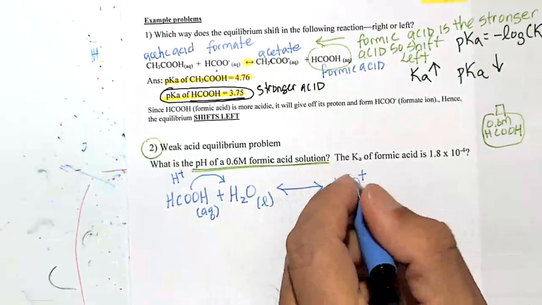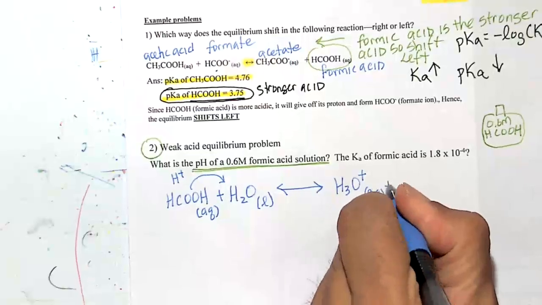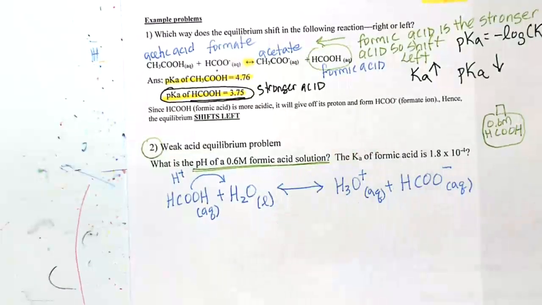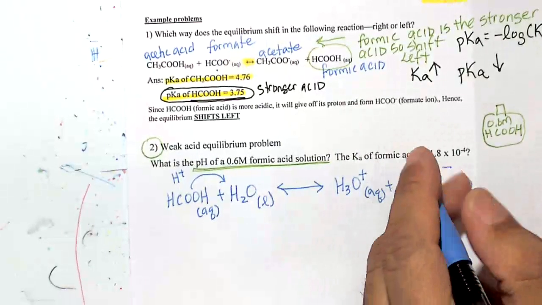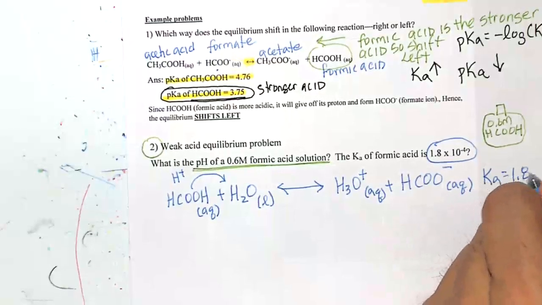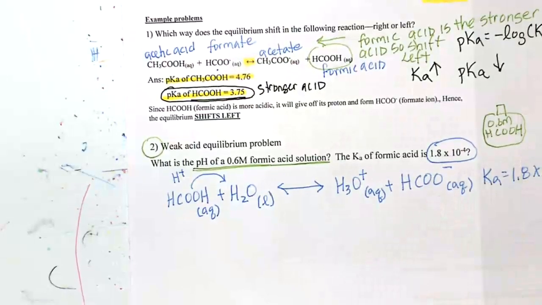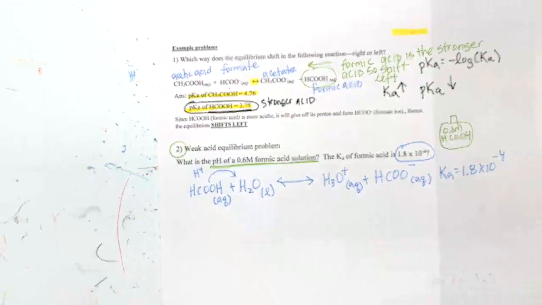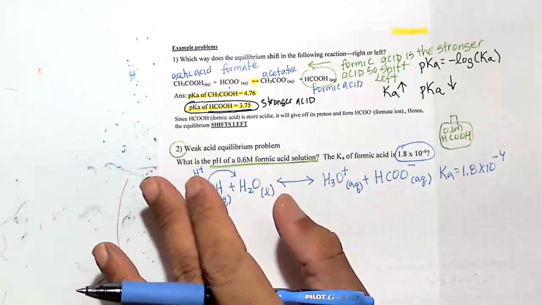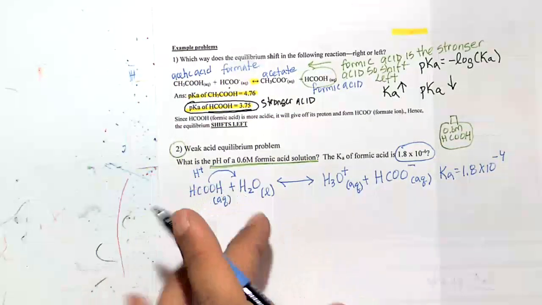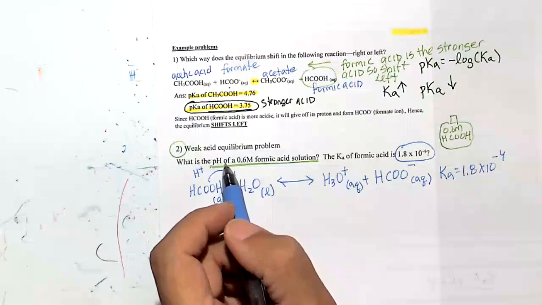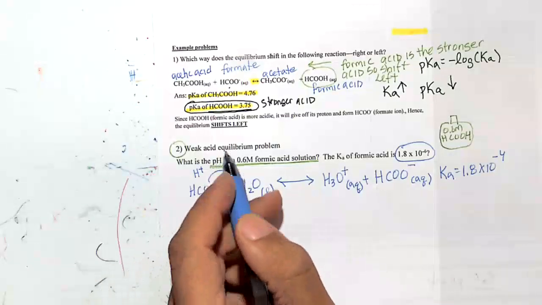This is the Ka for formic acid. And what is the Ka value for this formic acid? I'll give you that. It's 1.8 times 10 to the minus 4, given to us in the problem. So first step, write this, otherwise we won't give you points. So write this: 0.6 molar formic acid, and I'll tell you the formula is HCOOH. You don't need to know that.